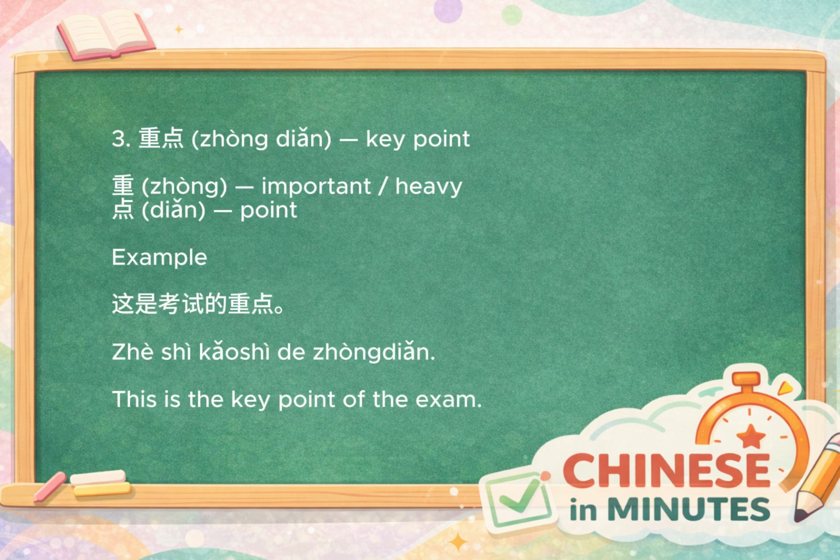The third word is 重点. This means key point. It is made up of 重, which means important or heavy, and 点, meaning point. Literally, it means important point. And in real usage, it refers to the main idea or the most important part of something. For example, 这是考试的重点 means this is the key point of the exam. You will hear this constantly in schools, meetings, and explanations.